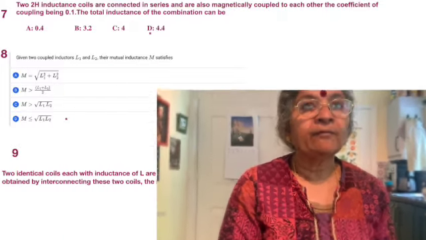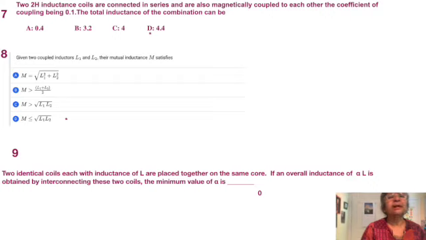Okay, so here we are trying to do more problems in a short span, since the concepts are easy, and all the concepts will be outlined together at the end. Okay, so two 2 Henry inductances, identical, are connected in series and are also magnetically coupled to each other. So there is also L1 plus L2 plus 2M or minus 2M.